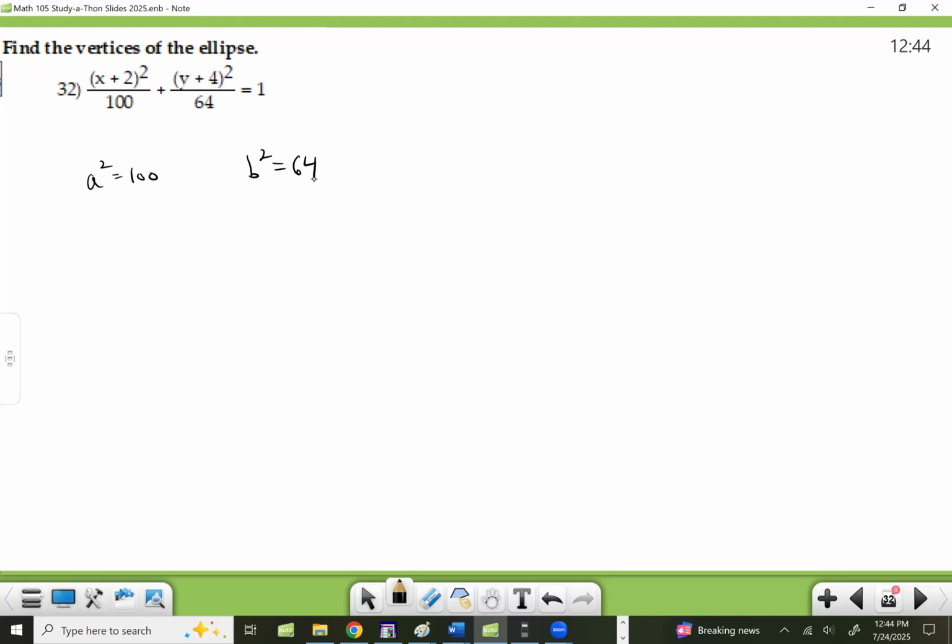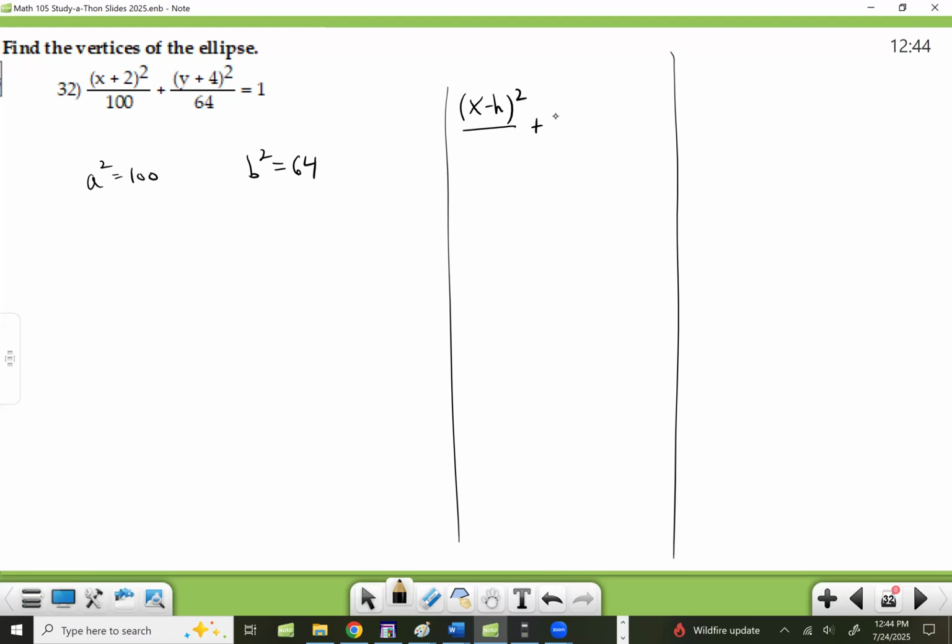Okay. Now let's think about our formulas from this section. I might even write them out just so you have them for your note card. Okay. So both of them have (x minus h) squared and (y minus k) squared. The only difference between the two is the following.